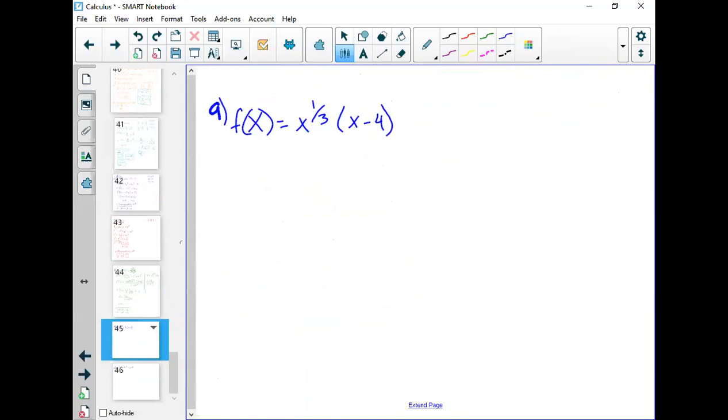And next. So almost done. I got 2 more. F of x is equal to that. So again, take the derivative. F prime of x is equal to, this is product rule. So this is going to be the derivative of the first, 1/3 x to the -2/3, times the second, x minus 4, plus the first times the derivative of the second.